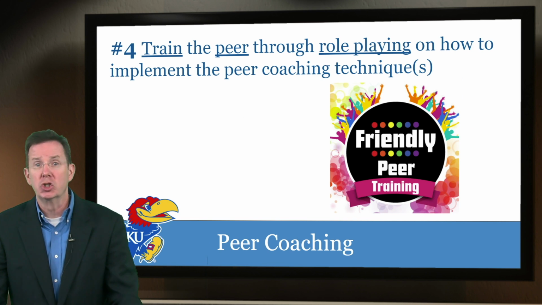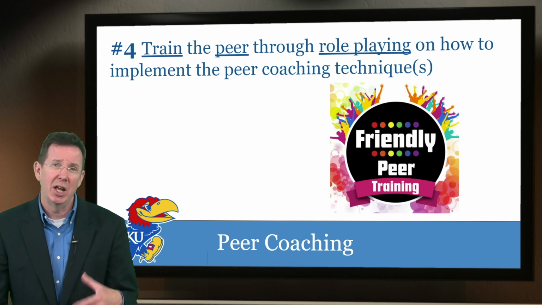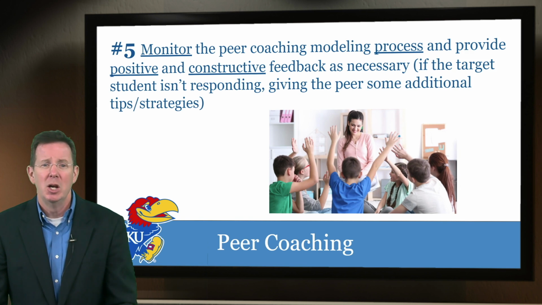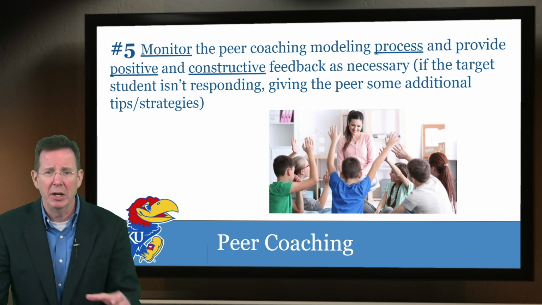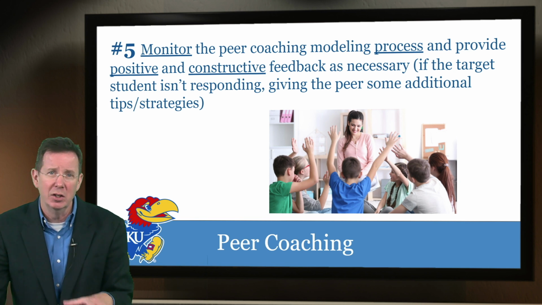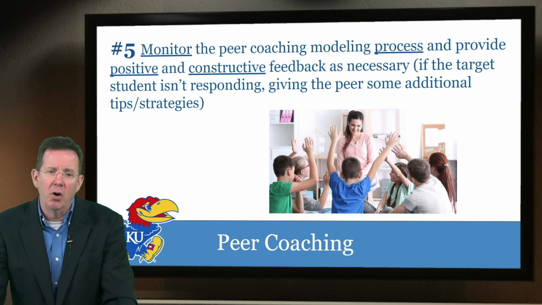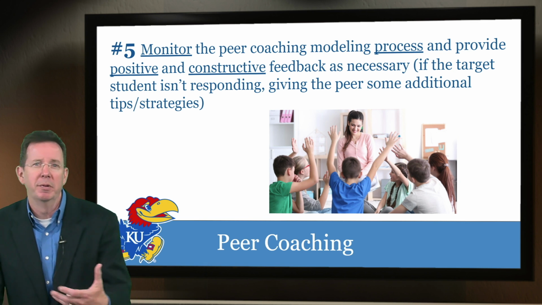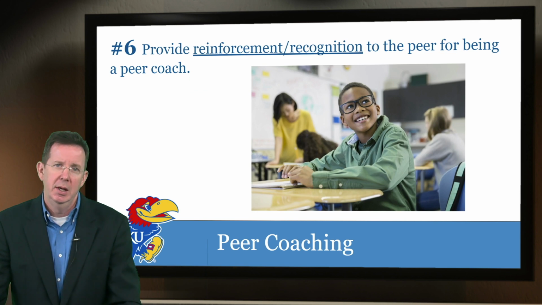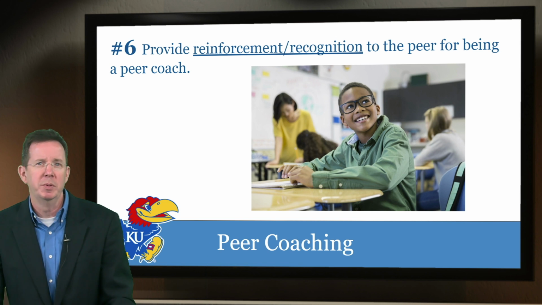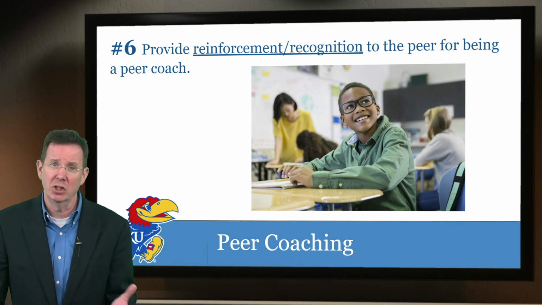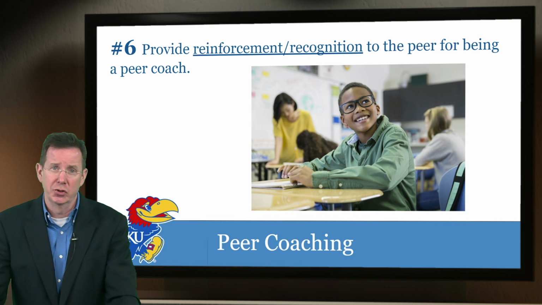Number 4, we're going to train the peer to make sure that they understand how to facilitate the role playing with a variety of different techniques. Number 5, we're going to monitor. We're going to make sure that the process is oriented and going as we directed. And overall, there's positive and constructive feedback going on that we provide and that they're providing to their peer as well. And number 6, we're going to provide reinforcement or recognition to everyone involved to further facilitate that practice and generalization of that learned social skill.